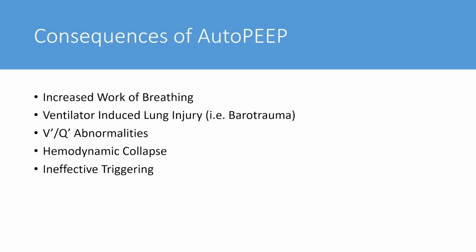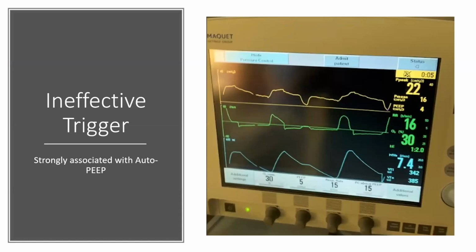Now, ineffective triggering. Ineffective triggering occurs in patients that fail to trigger the ventilator, actively breathing patients that fail to trigger the ventilator. And this tends to be very strongly associated with AutoPEEP. When you see this, you should suspect that patients have AutoPEEP. And then in this diagram here, this is where you see it. You see a patient that tries to trigger the ventilator but is not able to generate any flow. And this is because of AutoPEEP. And it's a sign that some ventilator settings need to be adjusted.